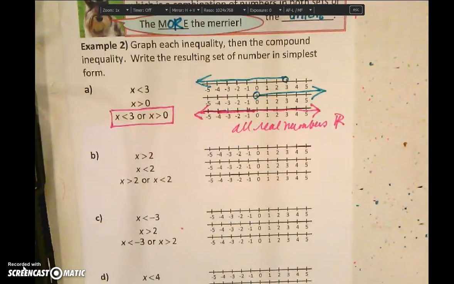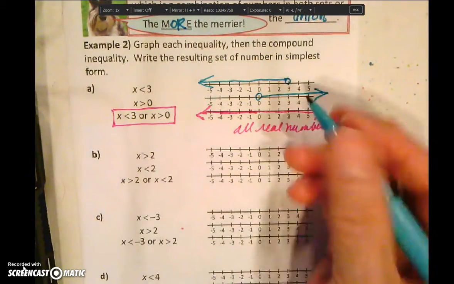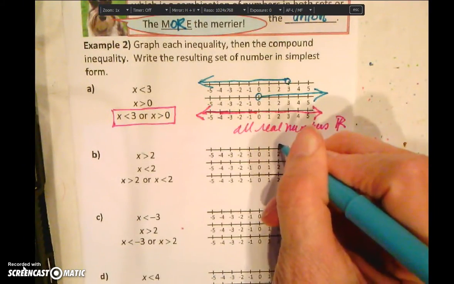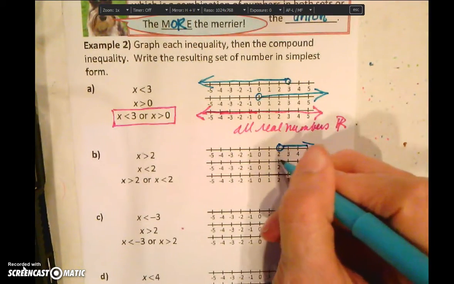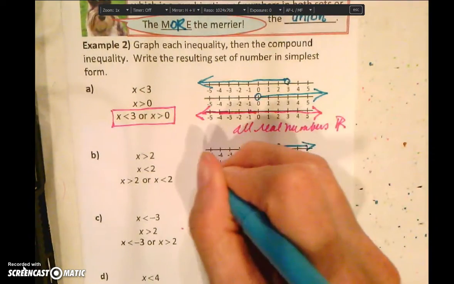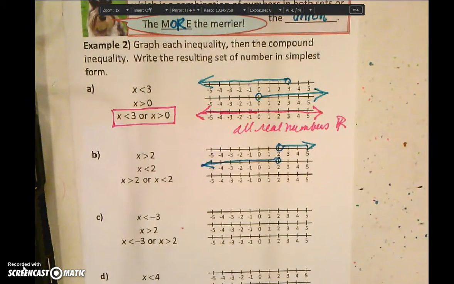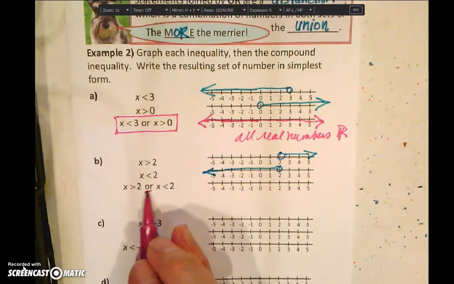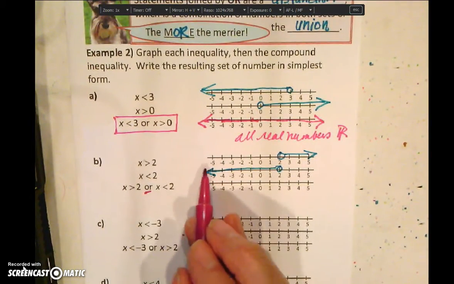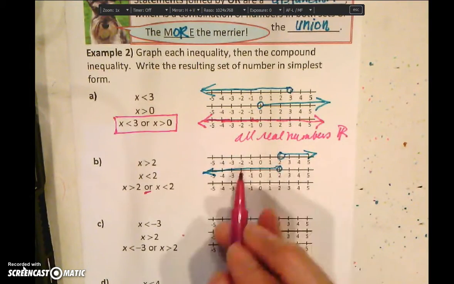All right, so then let's look at B. I have x is greater than 2. So here's greater than 2. I have x is less than 2, which looks like this. Then we'll talk about it again, since it's got the word or here. So I'm going to take every number that's represented in these two sets.